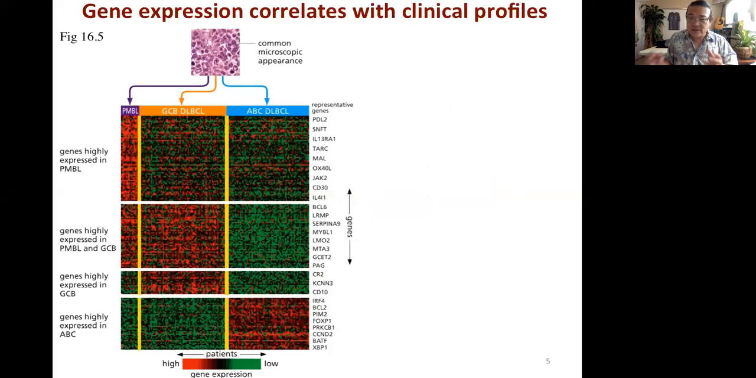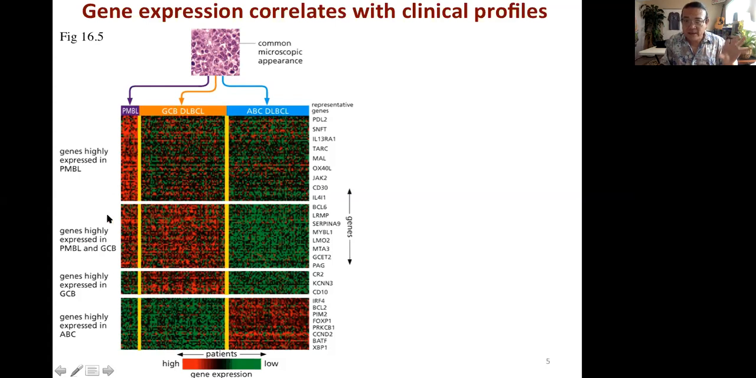So we can use these types of functional genomics experiments, just like in the previous slide when we looked at the breast cancers, to look at which genes out of a panel of 70 genes are overexpressed and underexpressed. You can do the same type of study, but look at a panel of genes that you believe are associated with B-cell lymphomas in general, and then group the data by the 3 different subtypes. All 3 subtypes, the PMBL, the GCB, the ABC, have a common microscopic appearance.